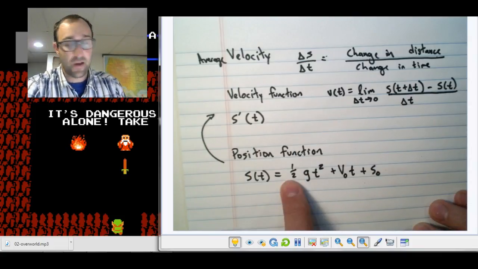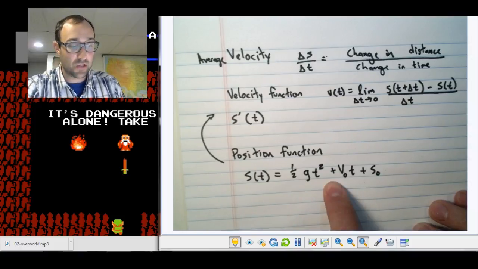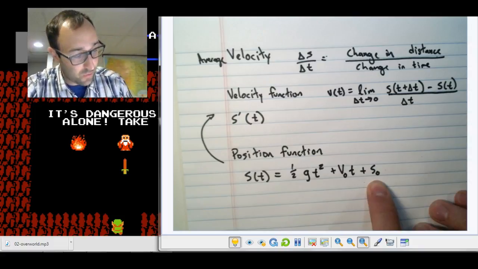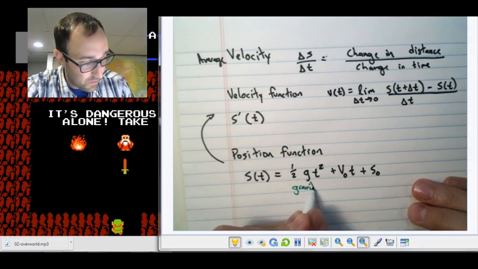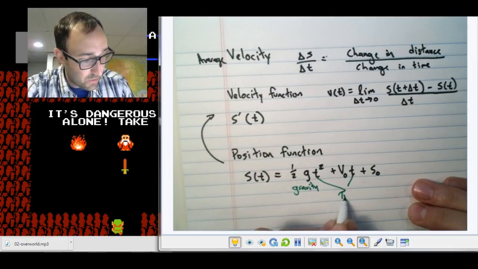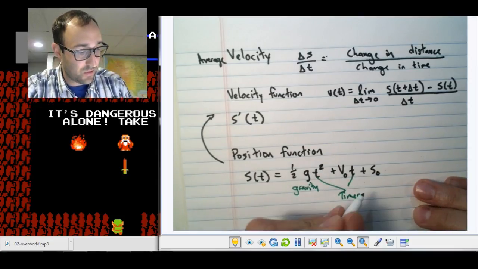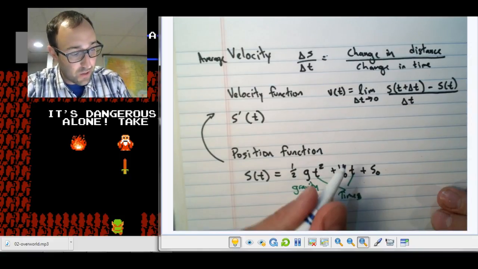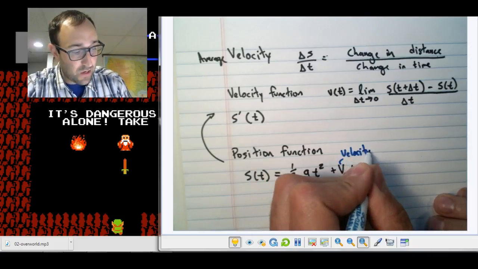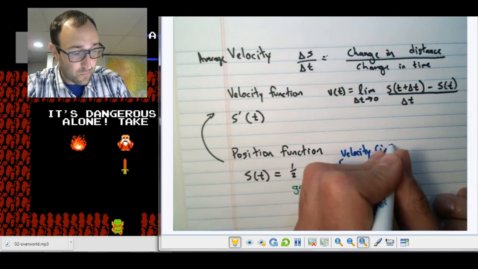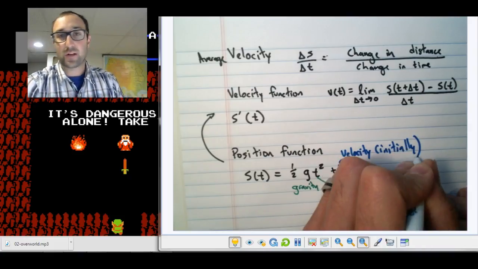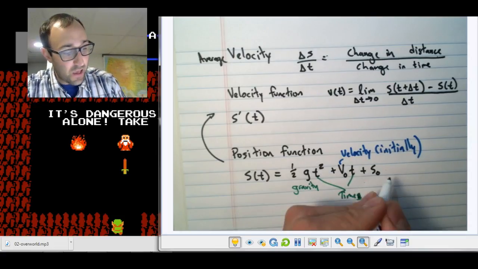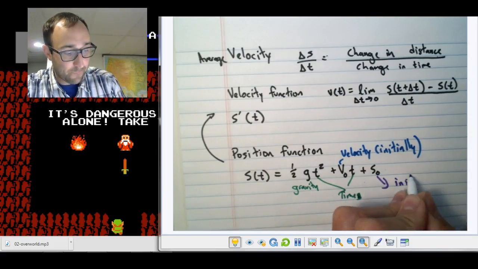Position function: one half g t squared plus initial velocity times t plus initial height. So if you remember all that, g stands for gravity. The t is time, but it should only be at one time. You're not going to be able to put in different times. The v sub 0 is velocity initially. So if you throw something off of a cliff, off of a building, it's got an initial velocity. If you just drop it, then initial velocity is 0. And s sub 0 is the initial height.